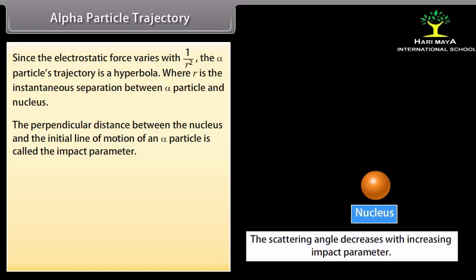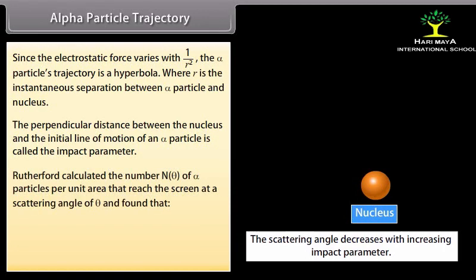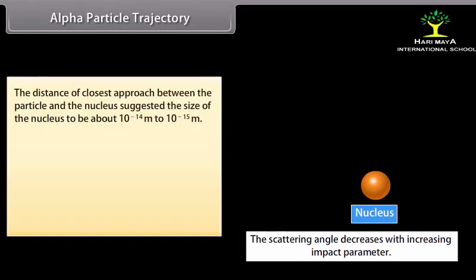Rutherford calculated the number N(θ) of alpha particles per unit area that reach the screen at a scattering angle of θ and found that N(θ) is inversely proportional to sin^4(θ/2). The distance of closest approach between the particle and nucleus suggested the size of the nucleus to be about 10^-14 meter to 10^-15 meter.